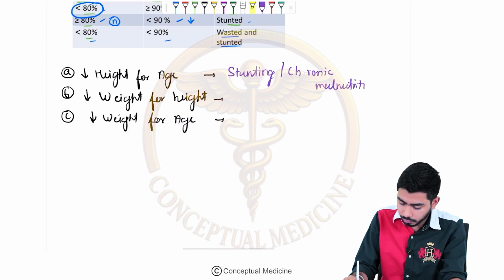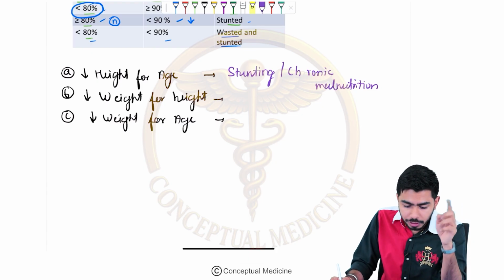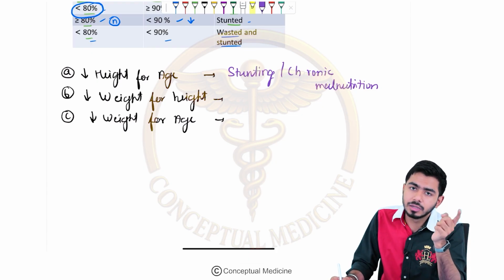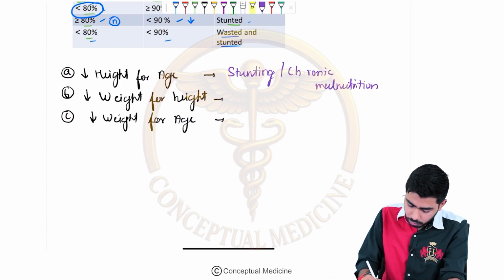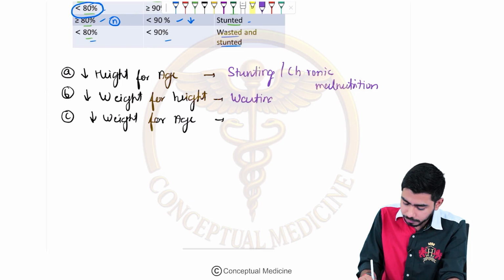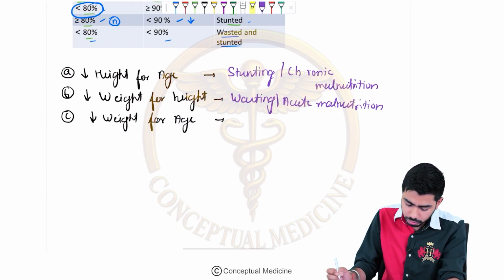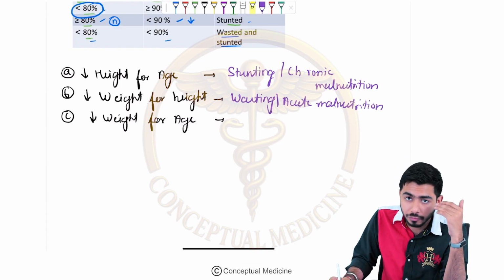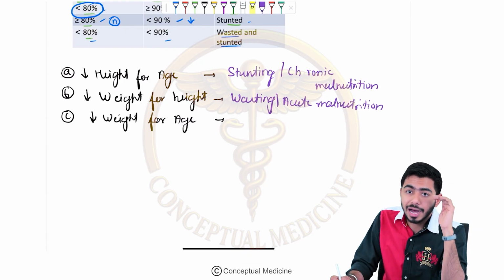Okay, fine. If we are talking about low weight for height, weight, W for weight, W for wasting, right? So here we will be talking about the wasting, or it might also be called acute malnutrition. Okay. On the other hand, if we talk about decreased weight for age, then it will be called undernutrition.